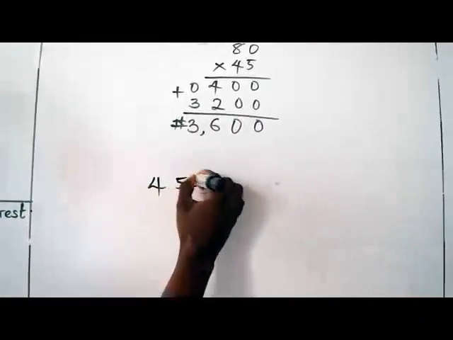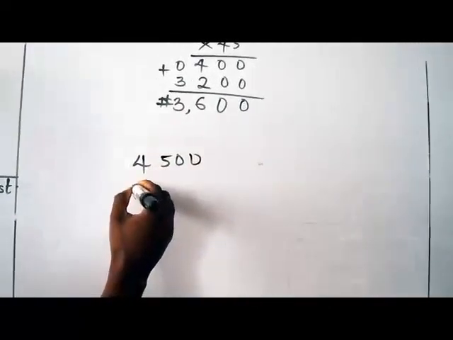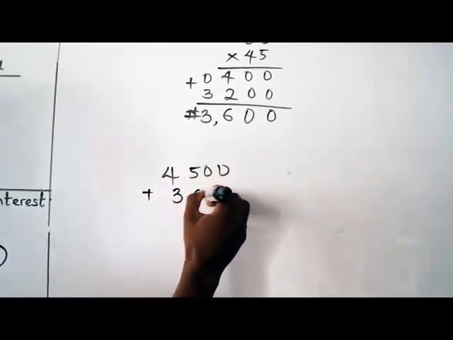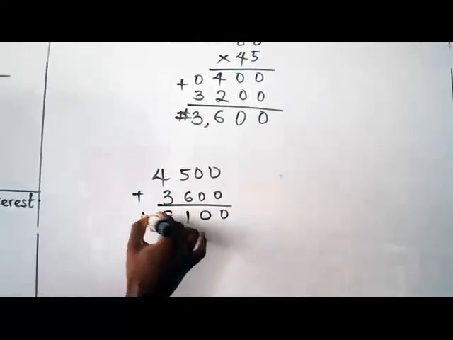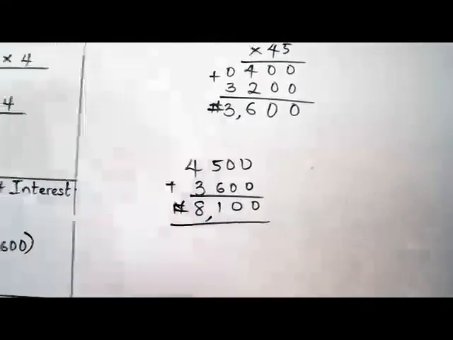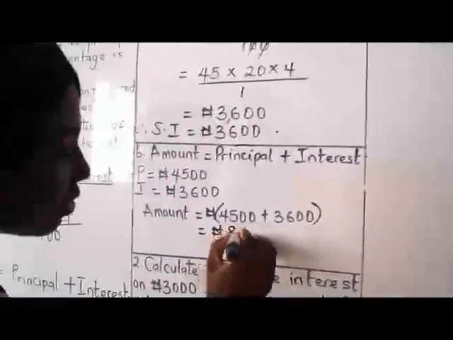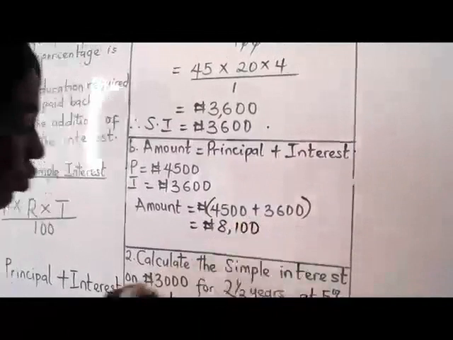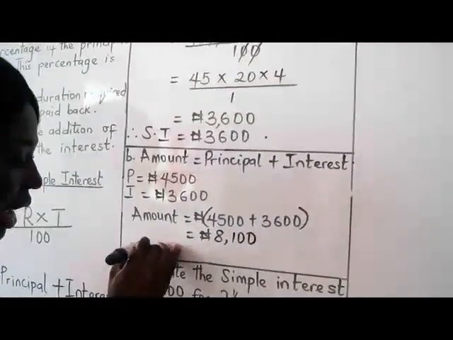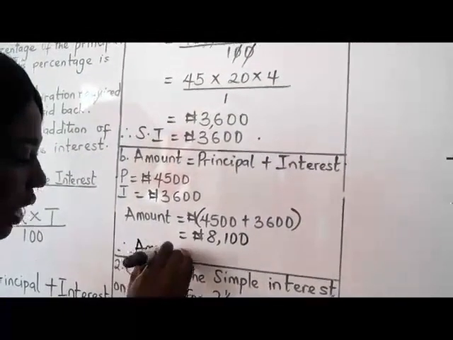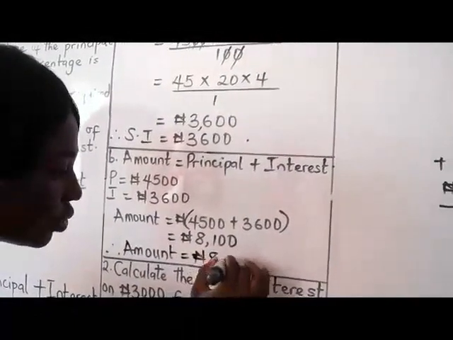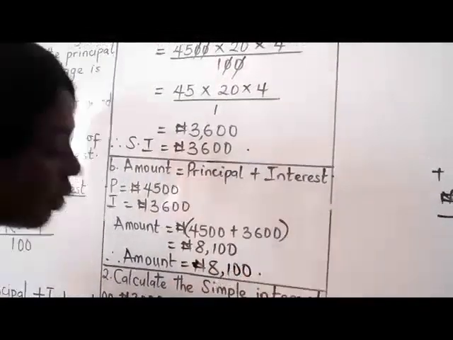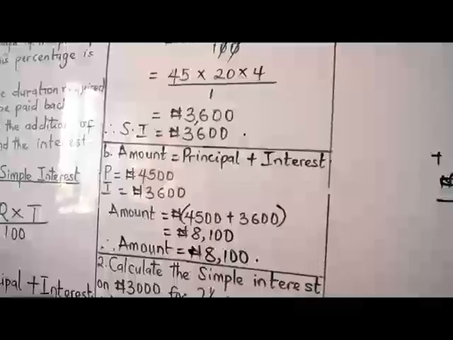So let's add it up. 4,500 plus 3,600 naira. So what do we have here? We have 8,100. Therefore, the total amount the trader gets at the end of 4 years is 8,100 naira. I hope you got that correctly.